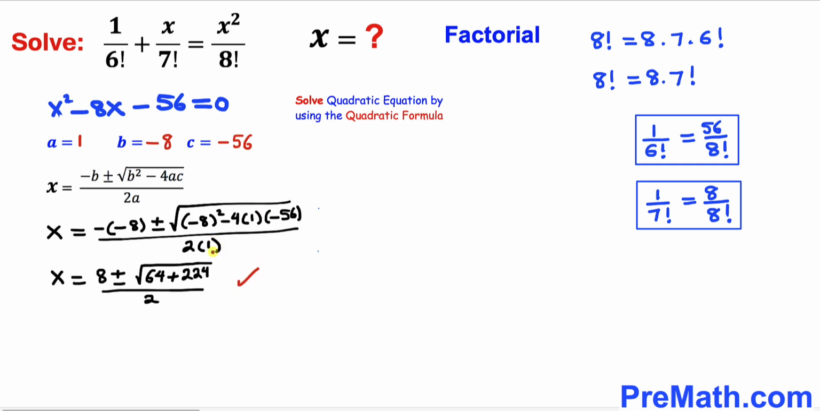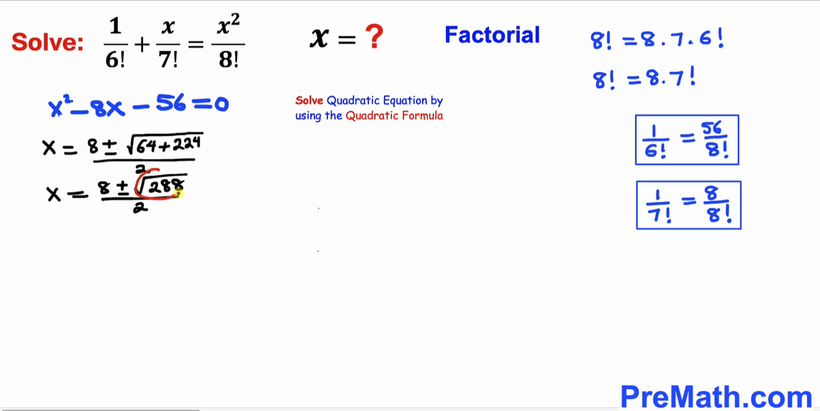And here in this next term, negative and negative makes a +8 over here, and here -8 square is 64, and -4 times -56 is going to give us 224. And now we can see if we add these two numbers, that is going to give us 288. So therefore x could be written as 8 plus or minus square root of 288 divided by 2.